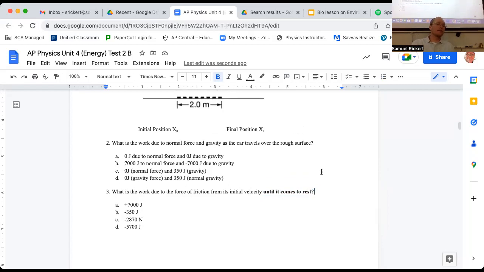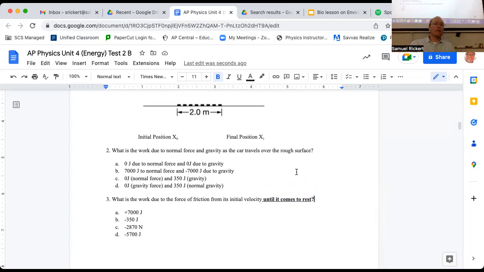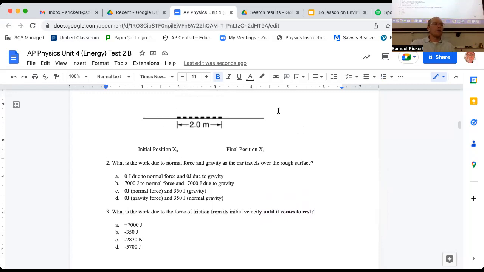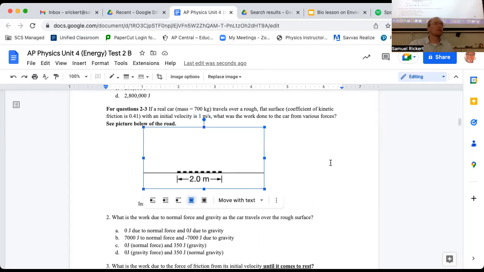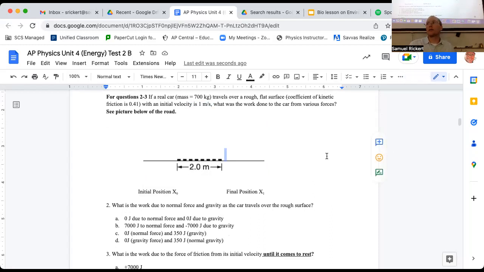So the idea is this: if it comes to rest, we might not actually be going the full 2 meters. That's the problem. If we get stuck in the mud and we go from our initial velocity to 0, we're not actually going to be going the full 2 meters. So we can't do work equals force times distance.